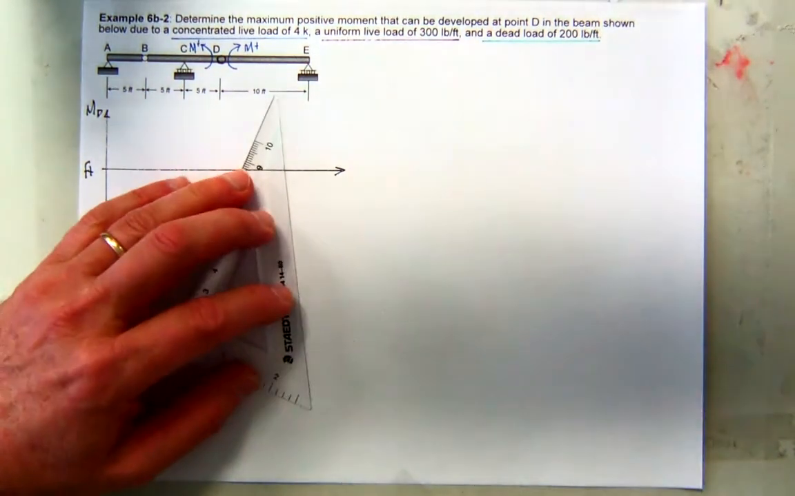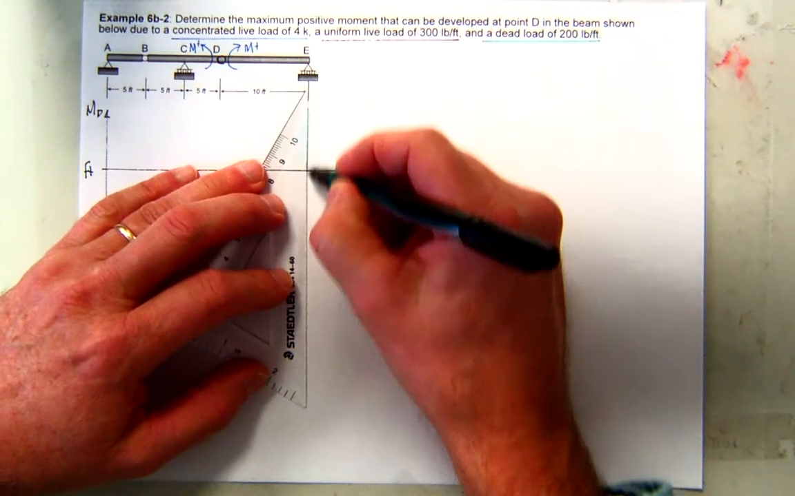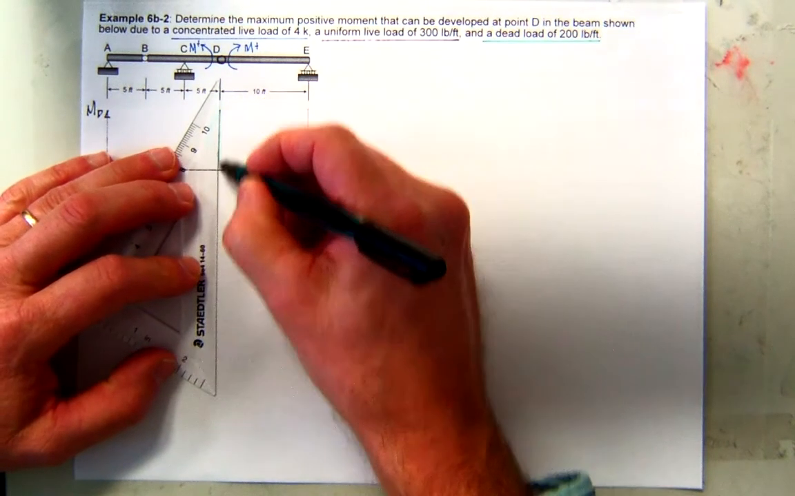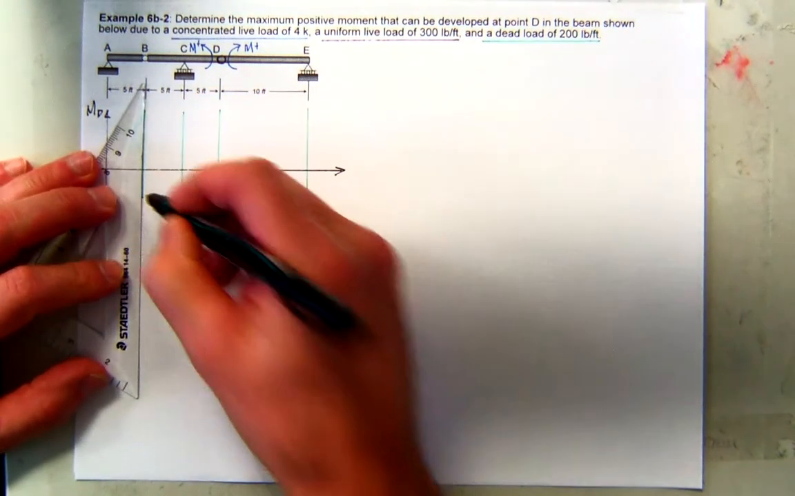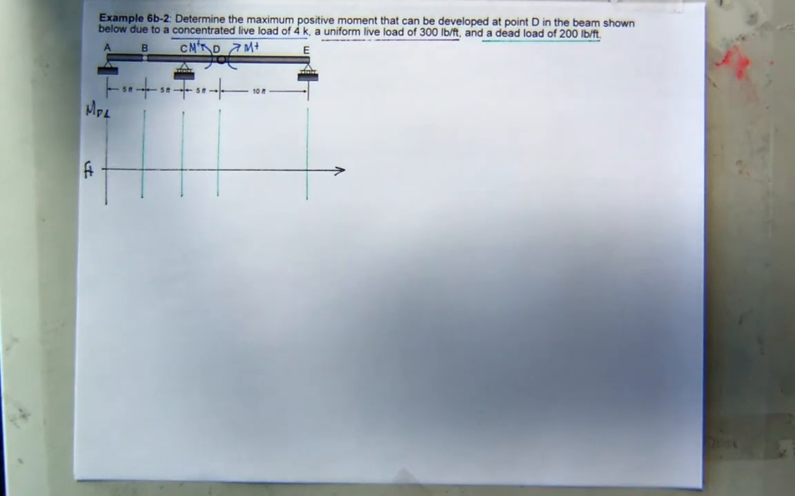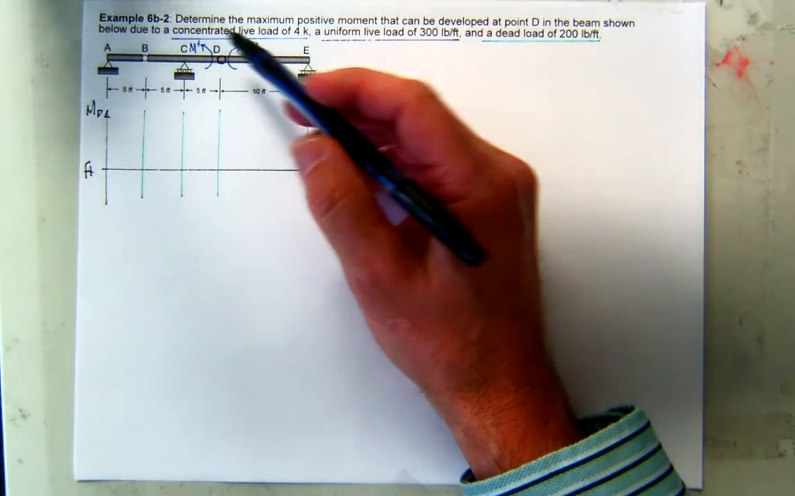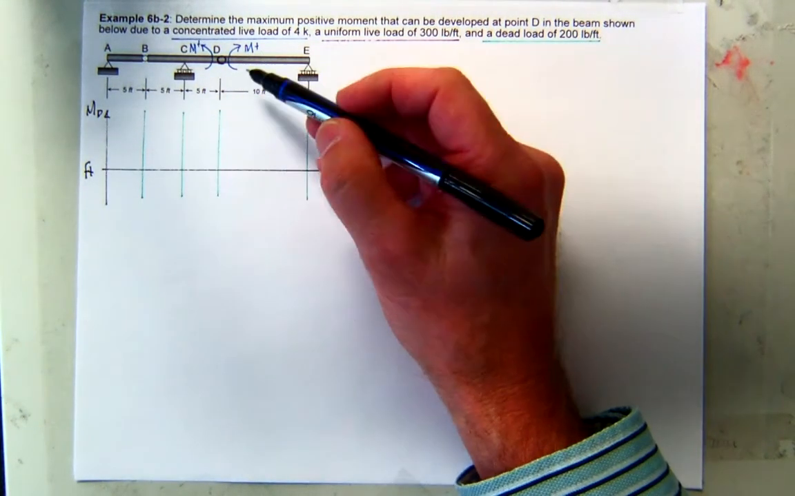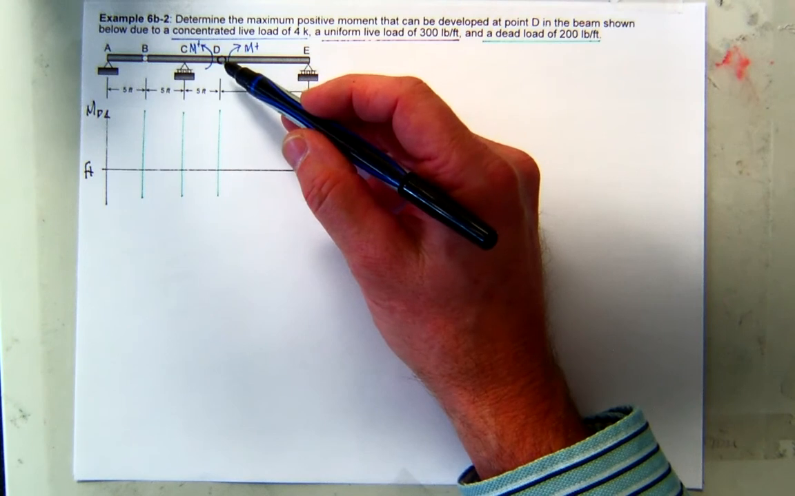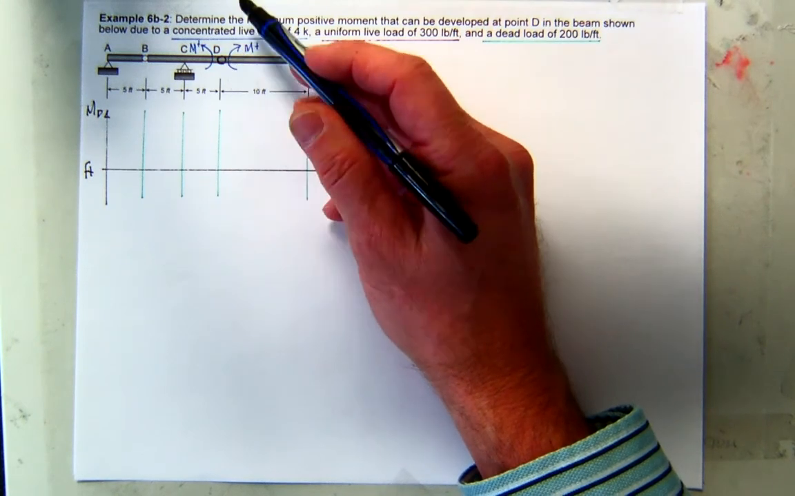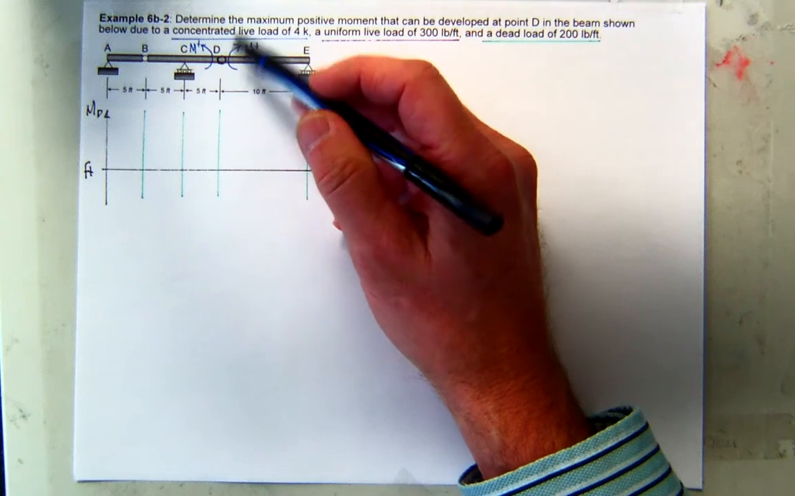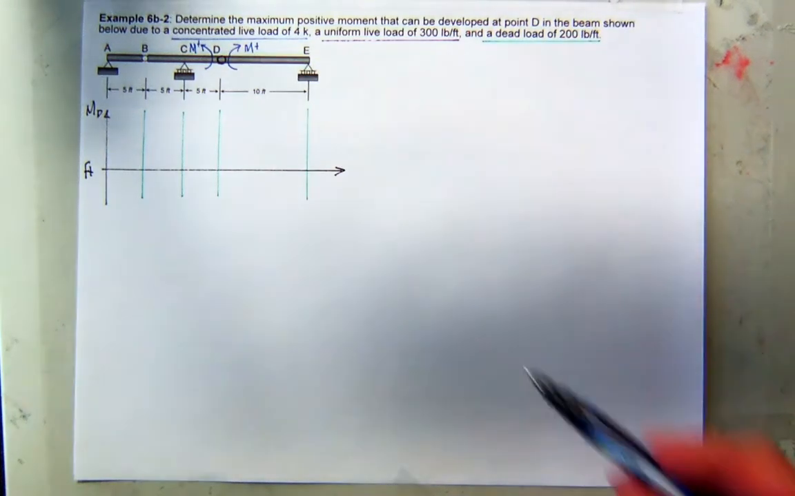And then let's bring down all these important points to help us make sense of the diagram. All right, there we go. So now let's go back to the Müller-Breslau principle. So I've imagined this hinge here, which has no moment capacity. Now I'm applying moment. So is point D going to go up or down? It's going to rotate up.